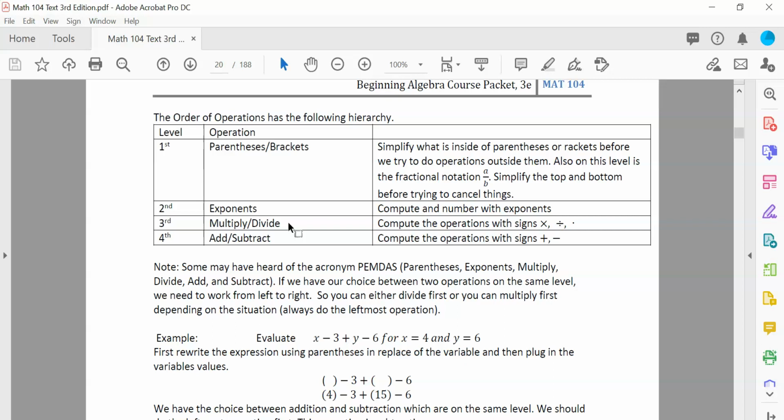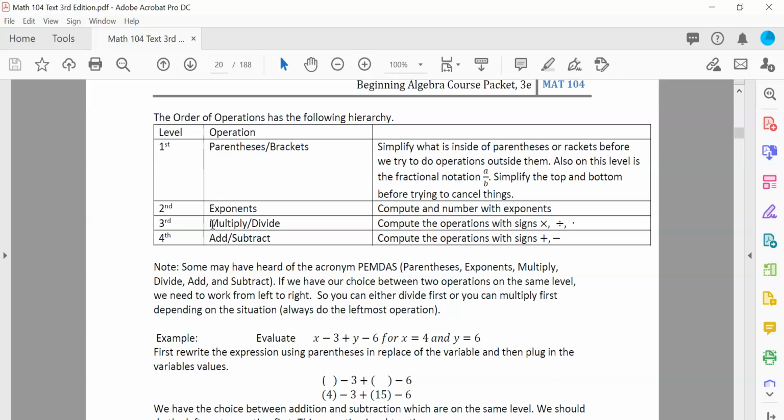accordingly. Now notice that these are on the same level. I'll say something about that with this first example here. And then on the very bottom level is the add and subtract level, so again, you add and subtract there. So this is what you do: simplify inside of parentheses first, do any exponents you see next, multiply and divide, and then add and subtract.